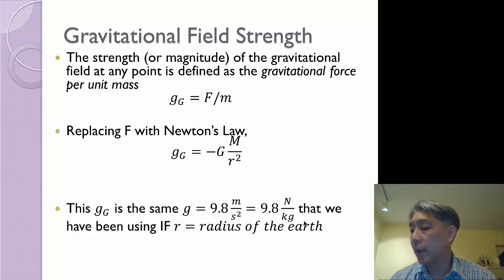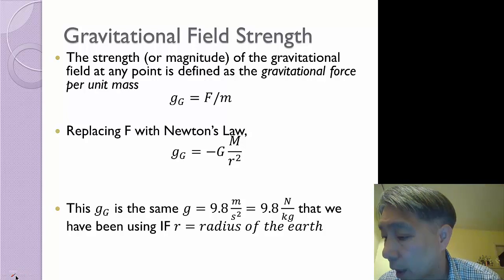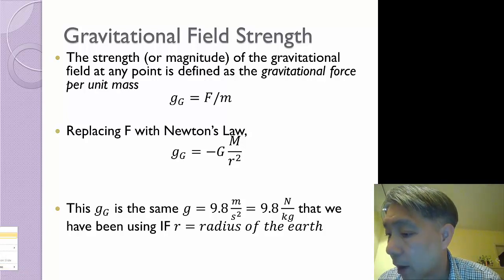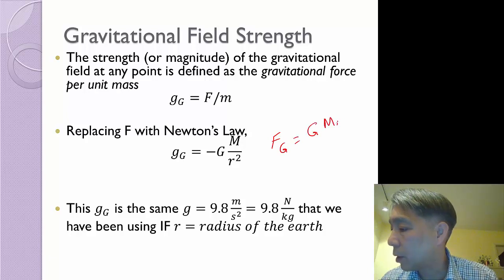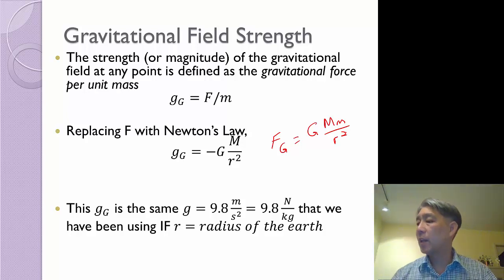If I recall, the gravitational force, remember capital F, is equal to G capital M lowercase m over r squared. If I divide this by lowercase m, really all I'm doing is getting rid of the little m and ending up with this formula, GM over r squared.